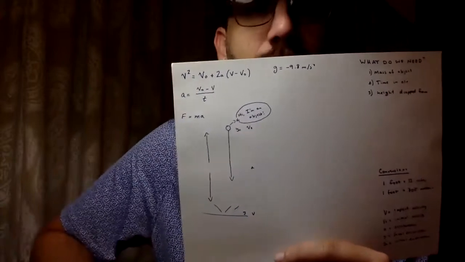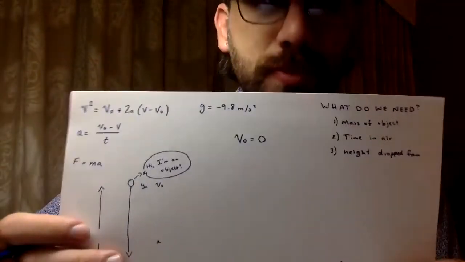Basically, think about you currently holding your egg drop project up in the air, up at that string. How fast is it moving? It's not moving at all, right? So V sub naught, or V sub 0, is equal to 0 and will always be equal to 0.